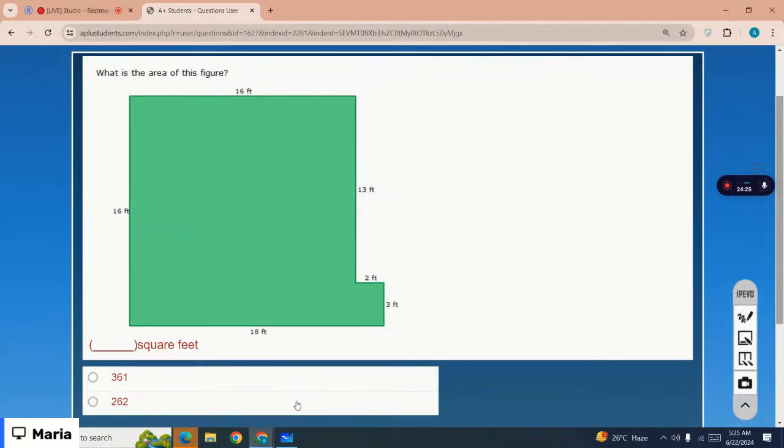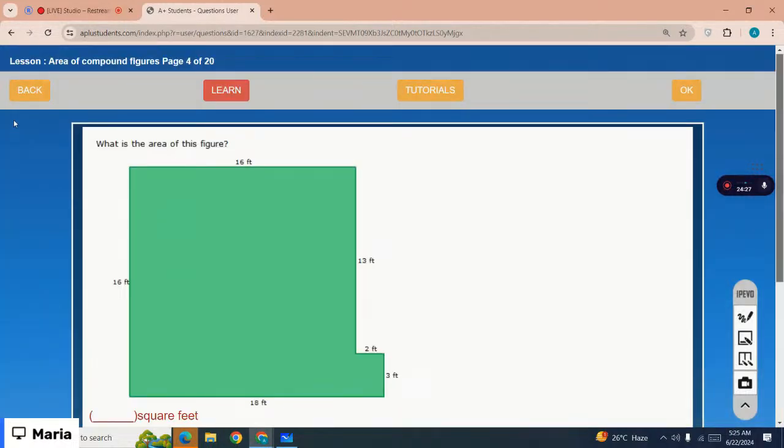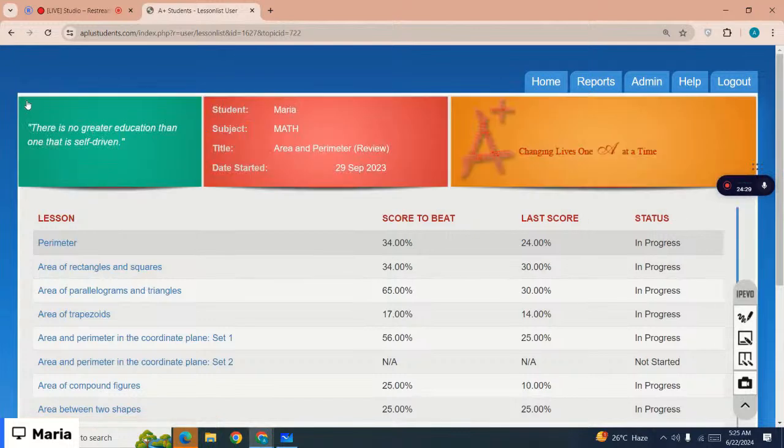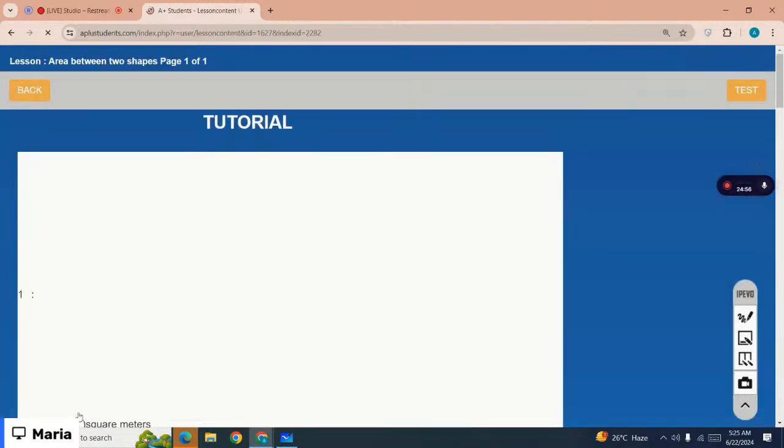Okay, you can complete the lesson by yourself later today. Let me just move on to the next lesson. The next one is area between two shapes.